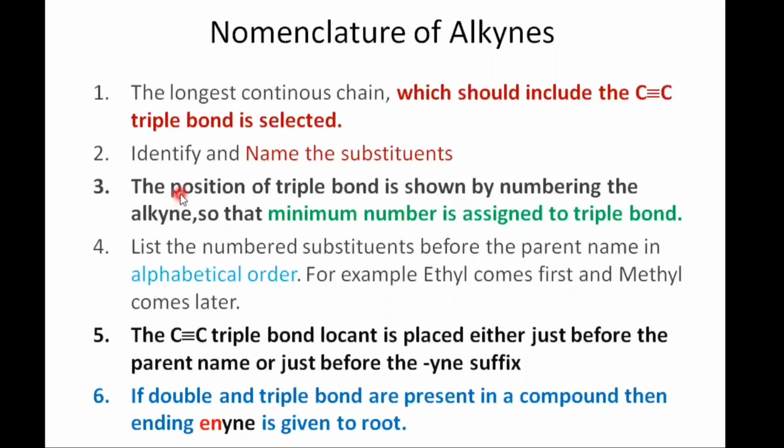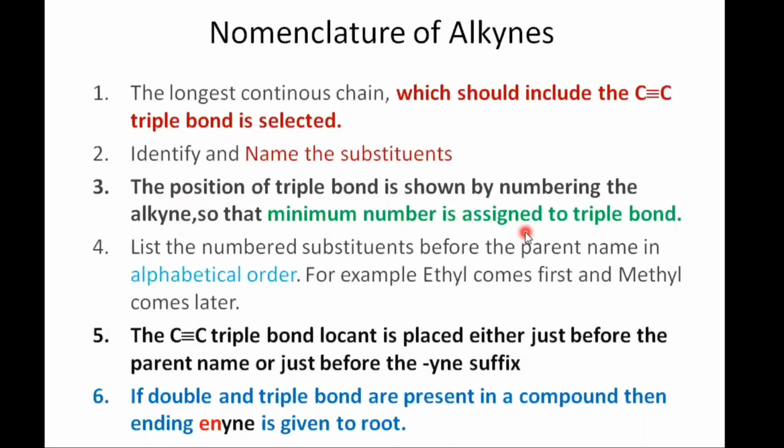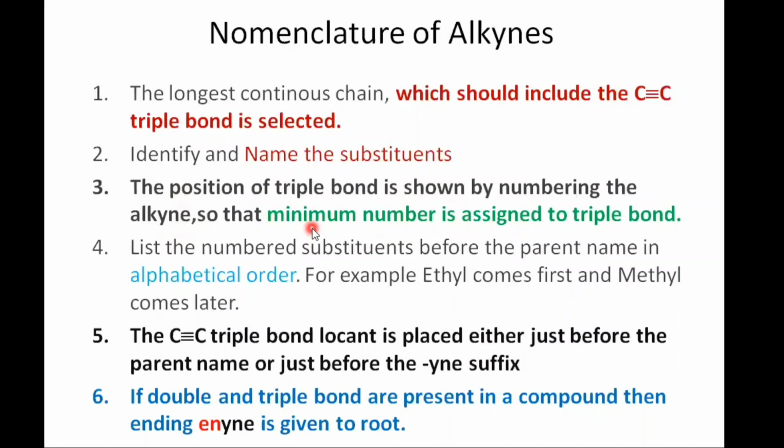The third important postulate is that the position of the triple bond is shown by numbering the alkyne so that the minimum number is assigned to the triple bond. So our third important task is that we should assign the numbering to the parent chain in such a way that the triple bond should get the minimum possible number. So our target is that we should assign the minimum possible number to the triple bond.